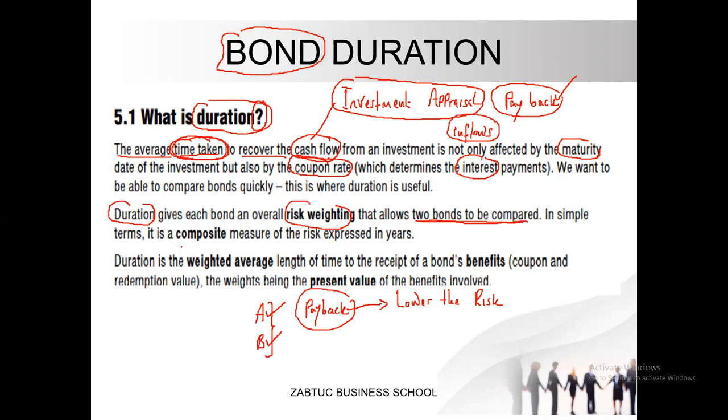In simple terms, it is a composite measure of the risk expressed in years. So duration, in terms of the computation, is a weighted average of the length of time taken to receive the benefits from the bond. What are the benefits? The benefits are the coupon interest and also the redemption amount. The weights are the present value of the benefits involved.